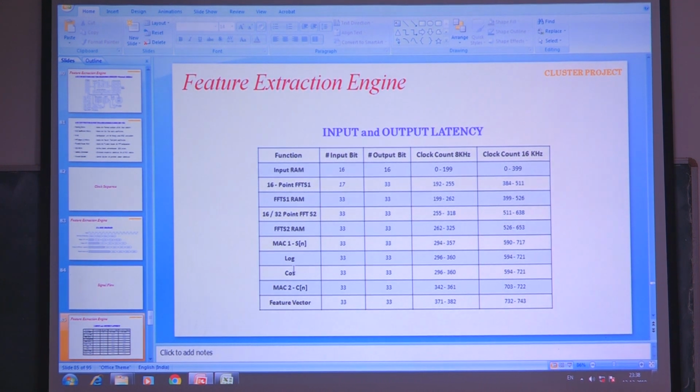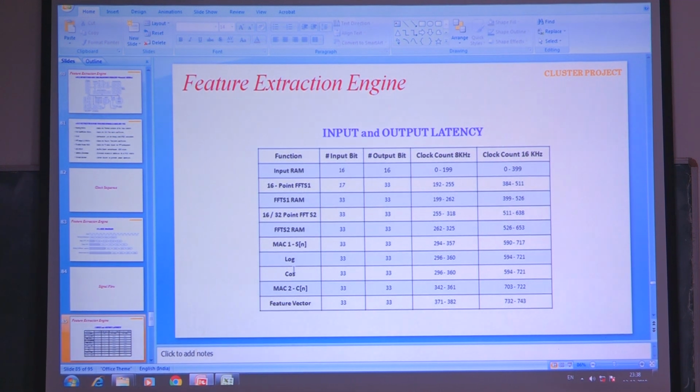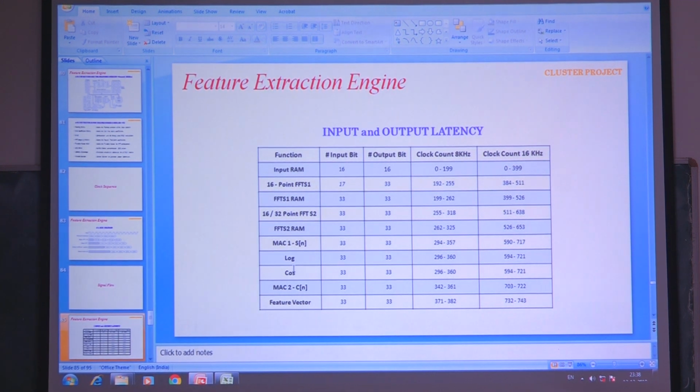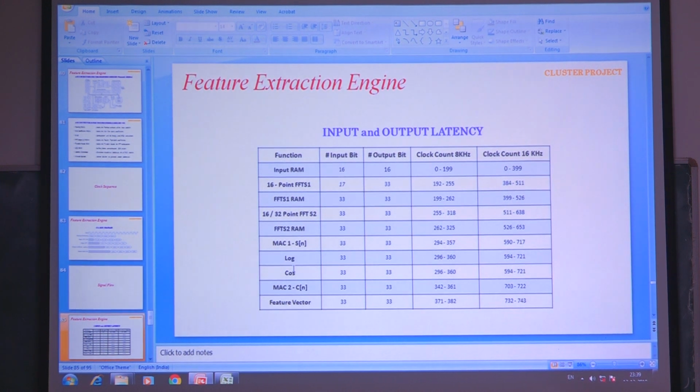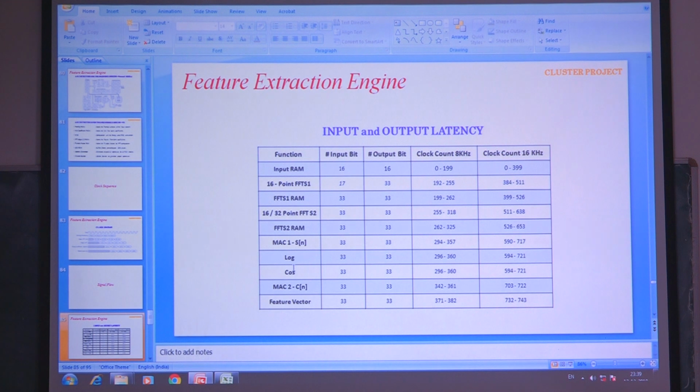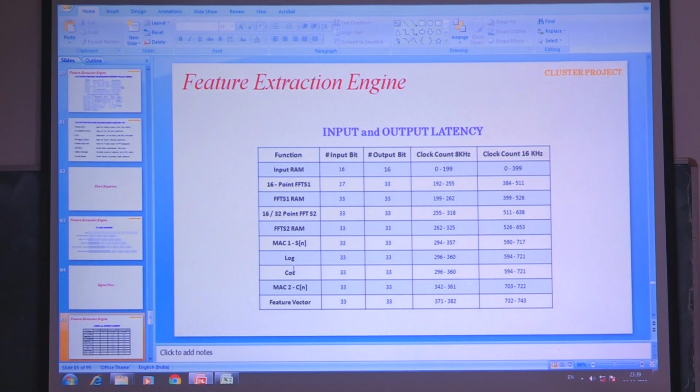So at 342, 19 coefficients are available. So during that time, we can start our first computation. So if you start the first computation at 342 till 361, the Mach 2, that means C of n computation, which is actually 20 clock cycles. Sorry, 342 to 361, which is actually 20 clock cycles for the C of n calculation. Similarly 703 to 722, which is actually C of n computation for the 16 kilohertz.